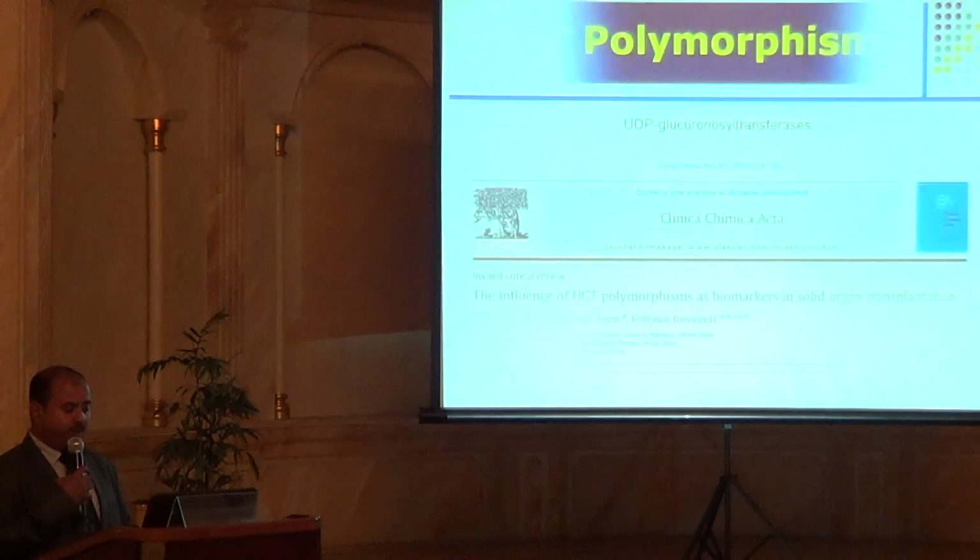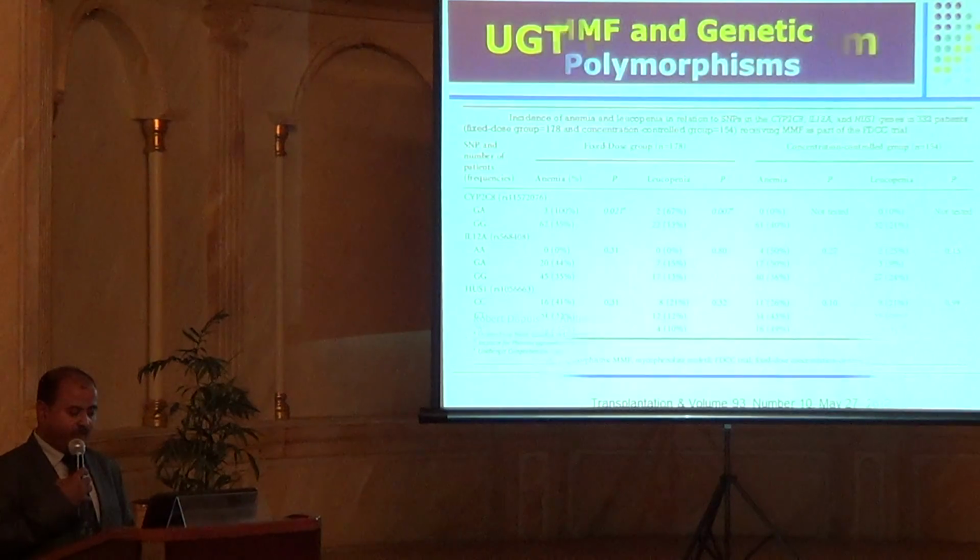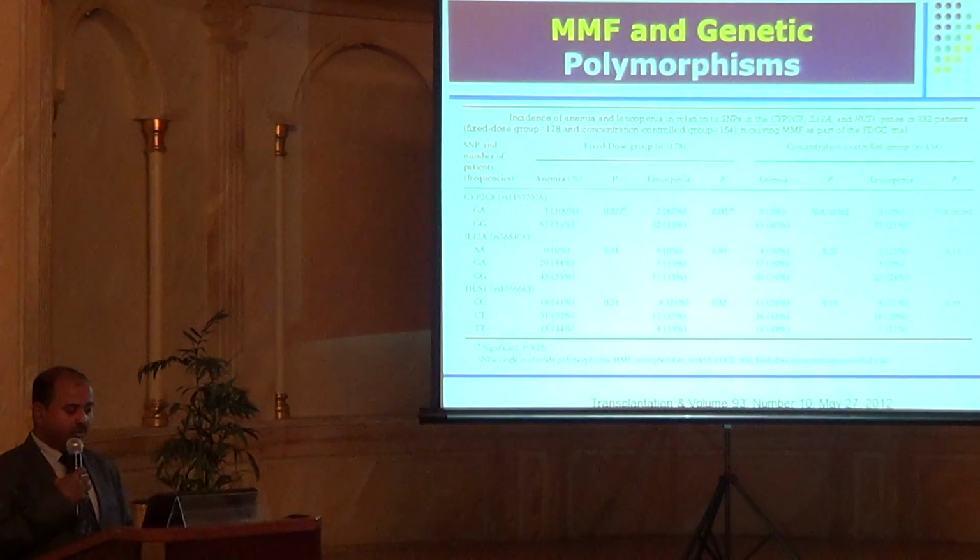Regarding the anti-proliferative inhibitors, there is UGT polymorphism, which is UDP glucuronosyltransferase, which affects the pharmacogenetics of MMF, and another genotype can explain the presence of anemia or leukopenia in certain patients after MMF.